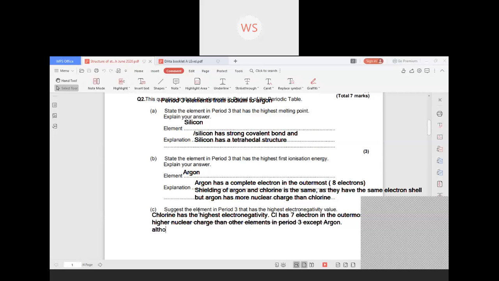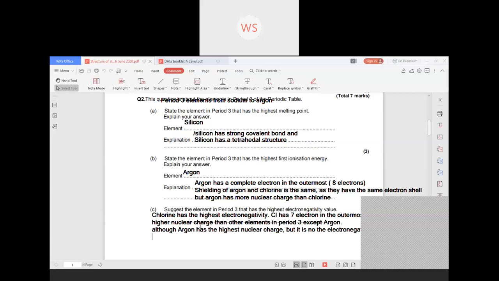Although argon has the highest nuclear charge, but it is not the most electronegative element.